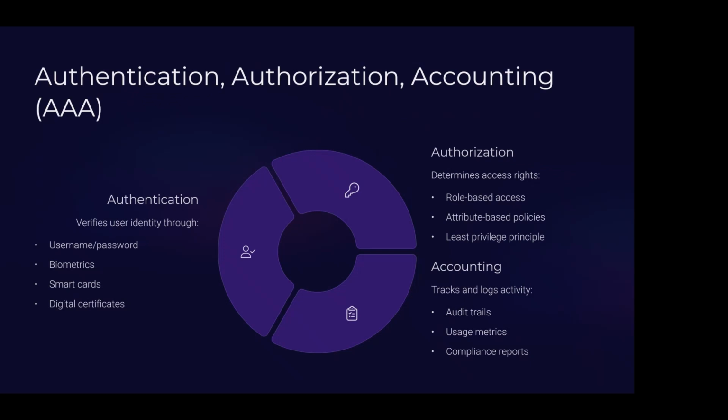Next is AAA. AAA means authentication, authorization, and accounting, which is important to access all networks. Authentication verifies the user identity through usernames, passwords, biometrics, smart cards, or digital certificates. Authorization determines the access rights: role-based access, attribute-based policies, least privilege principles. Accounting keeps track of and logs activities like audit trails, usage metrics, compliance reports, all of that.